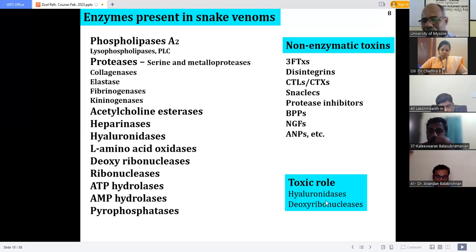The properties of hyaluronidase were established long ago, during 2003 or 4, from my group. And deoxyribonuclease, as I mentioned, we published a paper in Nature Communication while working with local toxicity of viper venoms. In that, we have demonstrated the toxic role of deoxyribonuclease.